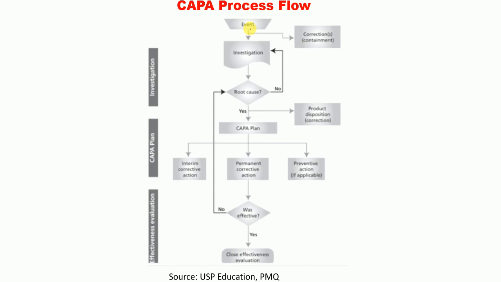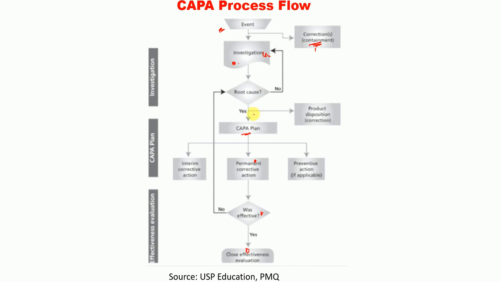So the CAPA process flow is really important. If there is an event, then we have to investigate. If we identify the root cause, then we have to make a CAPA plan, and then make a permanent corrective action. After implementing the corrective action, we have to check whether it was effective, and if we find that it was effective, then we can close the CAPA. But if an event happens, of course we do corrections and containment immediately. And if we are not able to identify the root cause, then we investigate again.